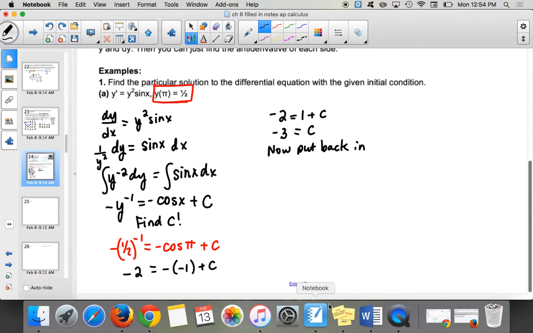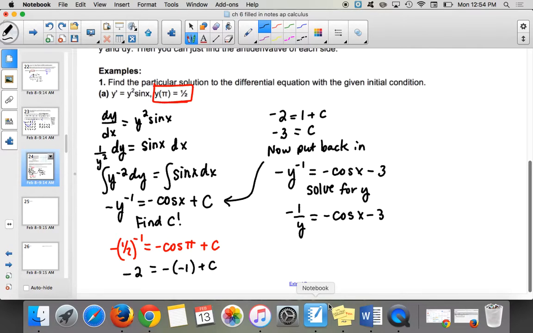So now we're going to put it back in to here, so wherever we last had that c. So we're going to have negative y to the -1 equals negative cosine of x, and our c value is -3. And then we're almost done, but now we solve for y. So when I see negative y to the -1, what that means is -1 over y equals negative cosine of x -3.